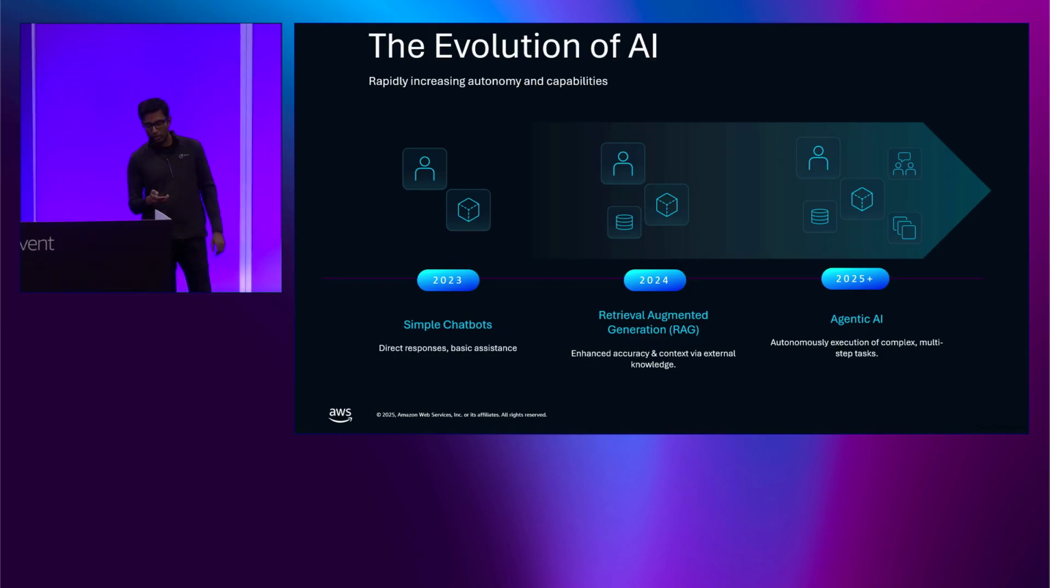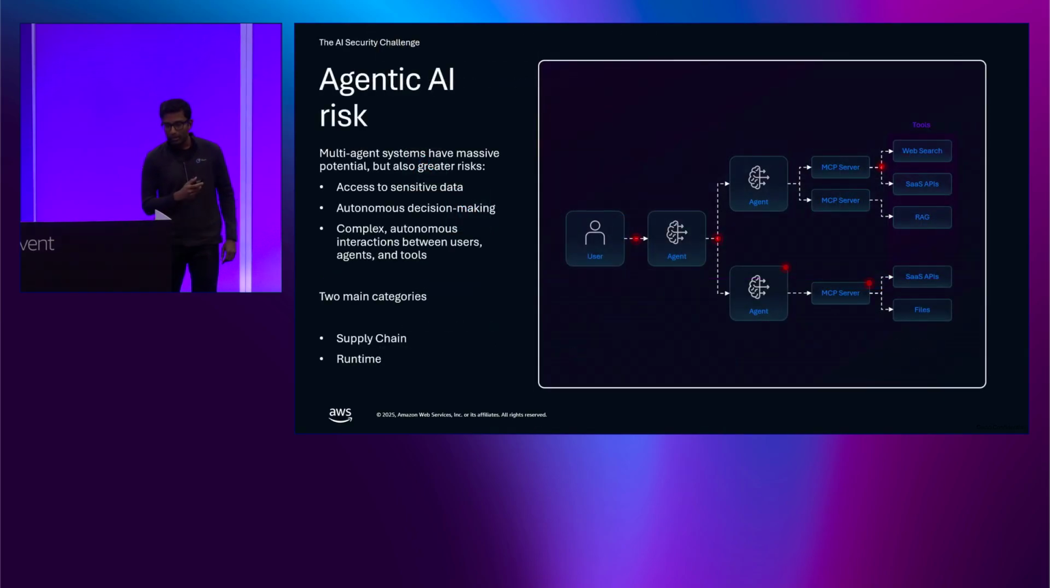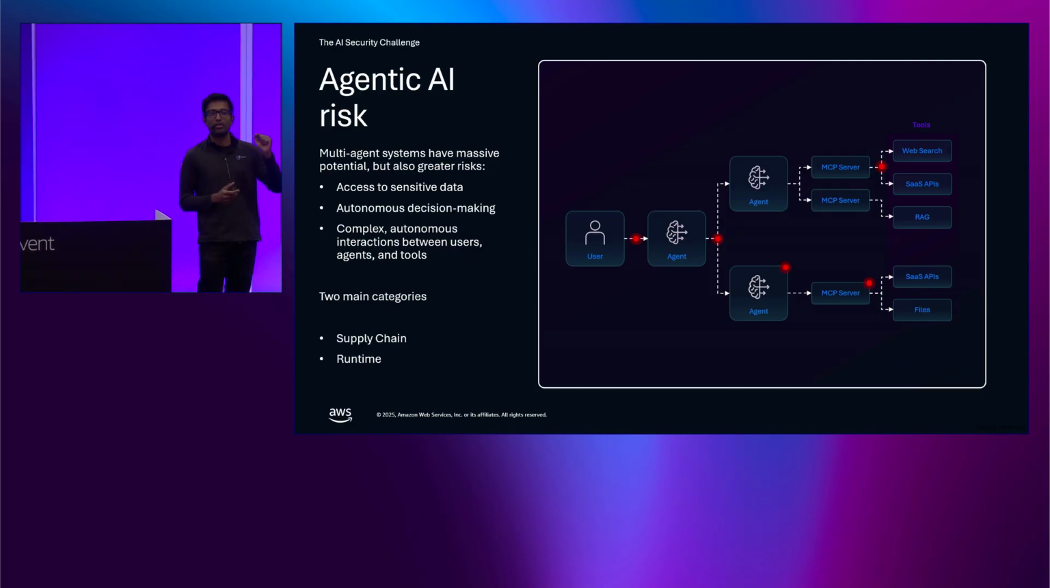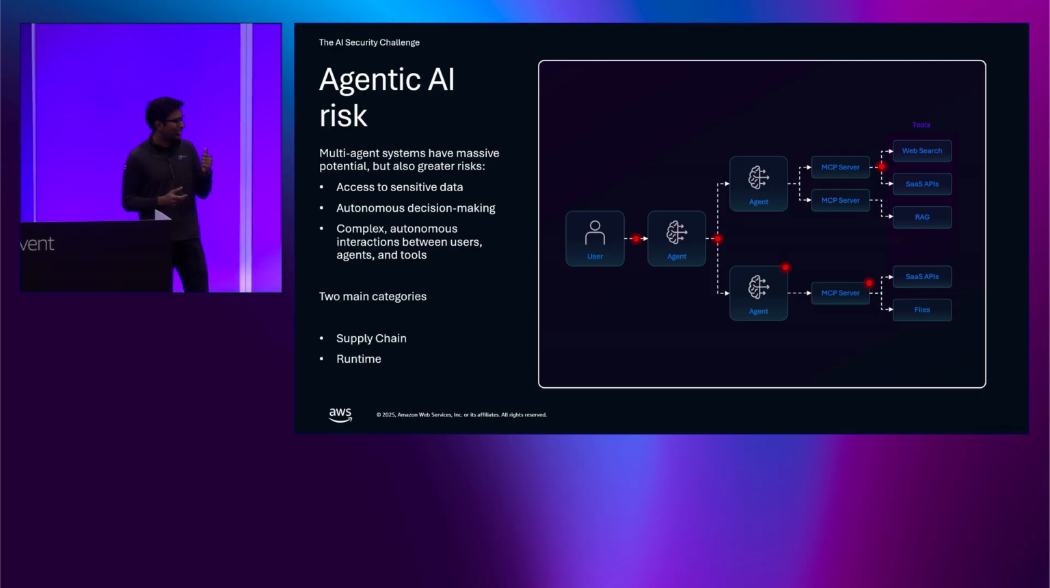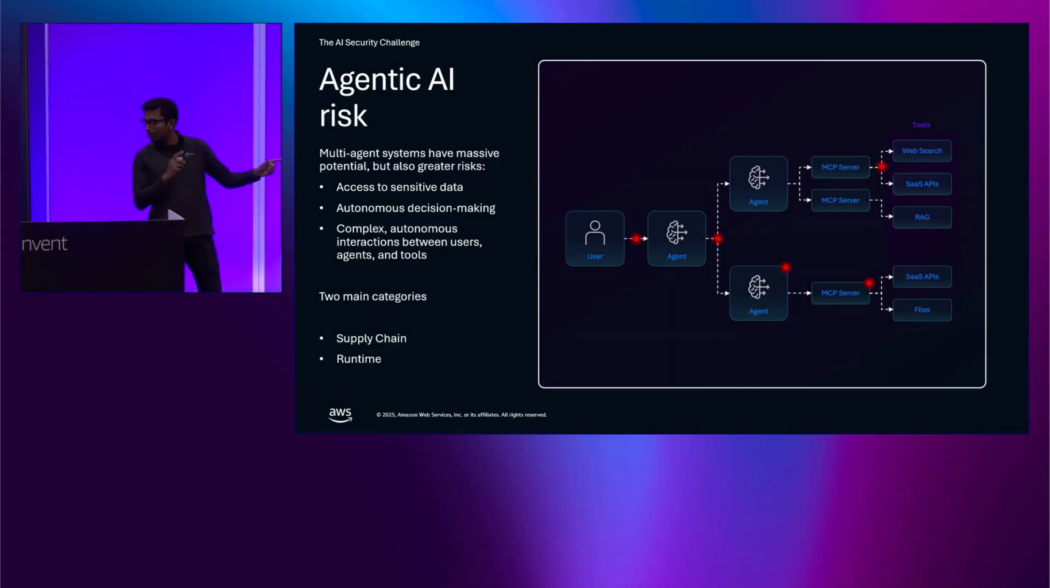With any new technology, there is always a new attack surface area and new risks that come up with it. With agents, there are two main categories of risks: one is supply chain risks, and the second is runtime risks. We're going to talk about these risks in depth. But Amit, do you want to chime in with something?